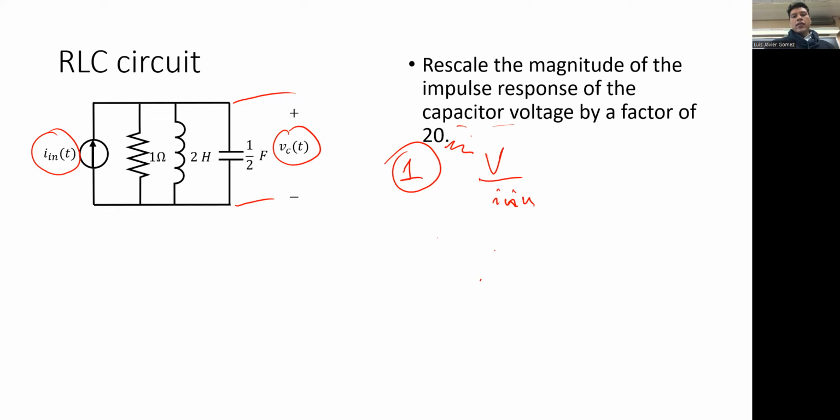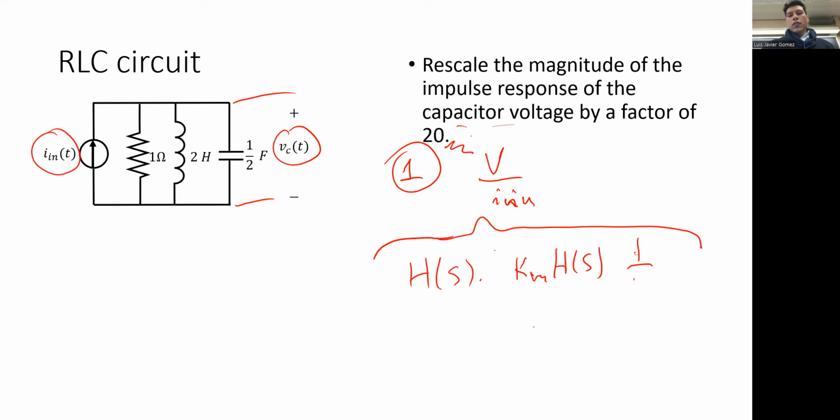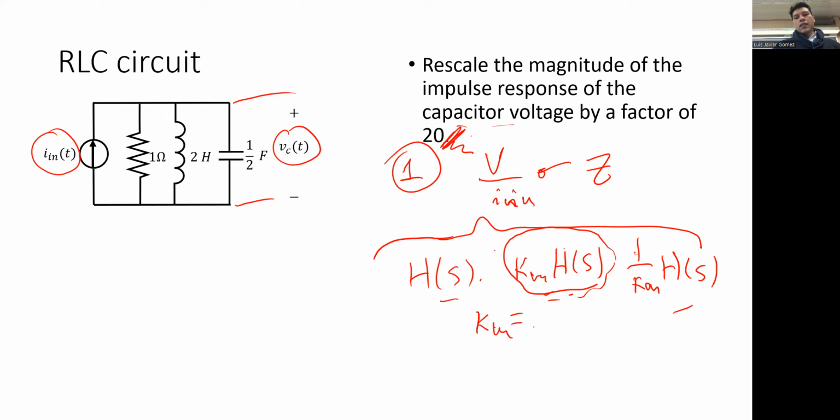And so now we know that it's either going to be H of S, Km H of S, or 1 over Km H of S. For this particular one, since it's volts per current, which one do we expect it to be? Yeah, so the units are impedance, Z. And so we expect that after we scale, our transfer function will become this. And it says that we want a magnitude scale by a factor of 20. So that tells us that Km has to be 20. So now we know what Km is. So now what do we have to do to the resistor, inductor, and capacitor?